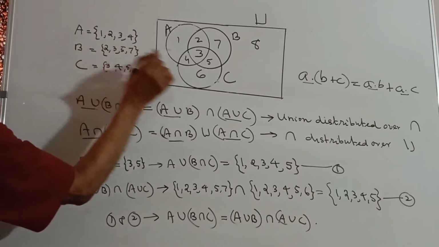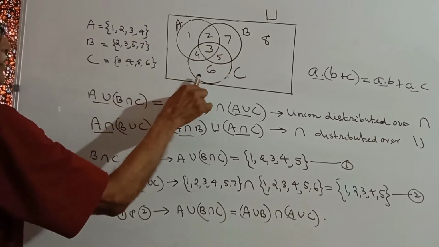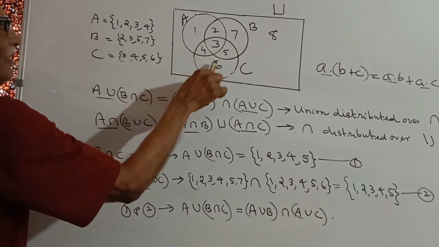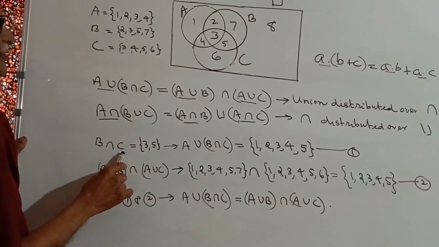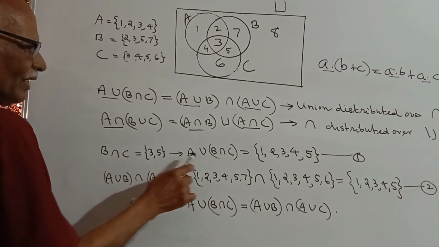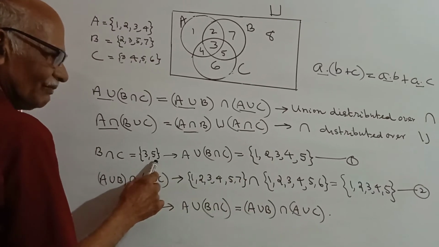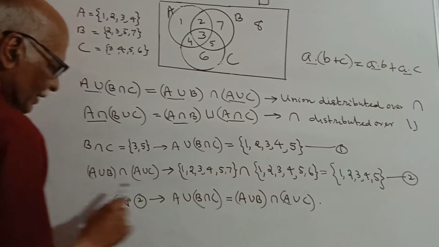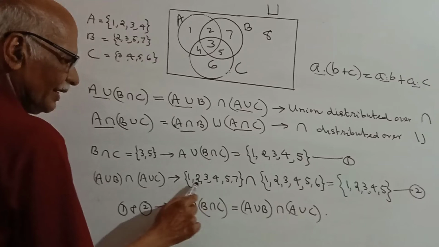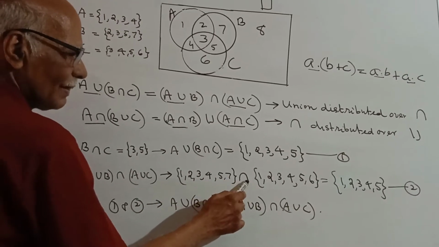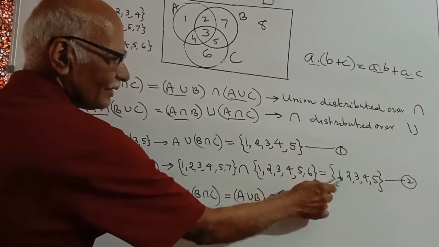A is represented by the areas 1, 2, 3, 4. B is 2, 3, 5, 7. C is 3, 4, 5, 6. And outside it is 8. Now you can see B intersection C, common for B and C, is 3, 5. And A union (B intersection C) is 1, 2, 3, 4 together with 3, 5, which gives you 1, 2, 3, 4, 5. Now (A union B) intersection (A union C): this side is 1, 2, 3, 4, 5, 7, intersection 1, 2, 3, 4, 5, 6. The answer is 1, 2, 3, 4, 5. So they are one and the same thing.